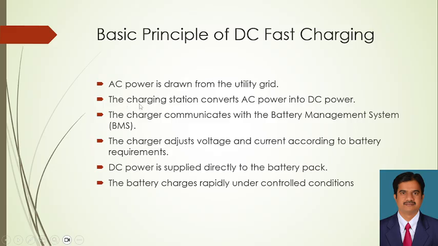In DC fast charging, the conversion from AC power to DC power happens in the charging station, whereas in Level 1 and Level 2 that happens in the electric vehicle, in the onboard charger. The charger communicates with the battery management system, the BMS, to find whether it is fully charged or half charged, that is finding the SOC, and measuring parameters like voltage, current and temperature. That is done by the battery management system. The charger adjusts the voltage and current according to battery requirements.